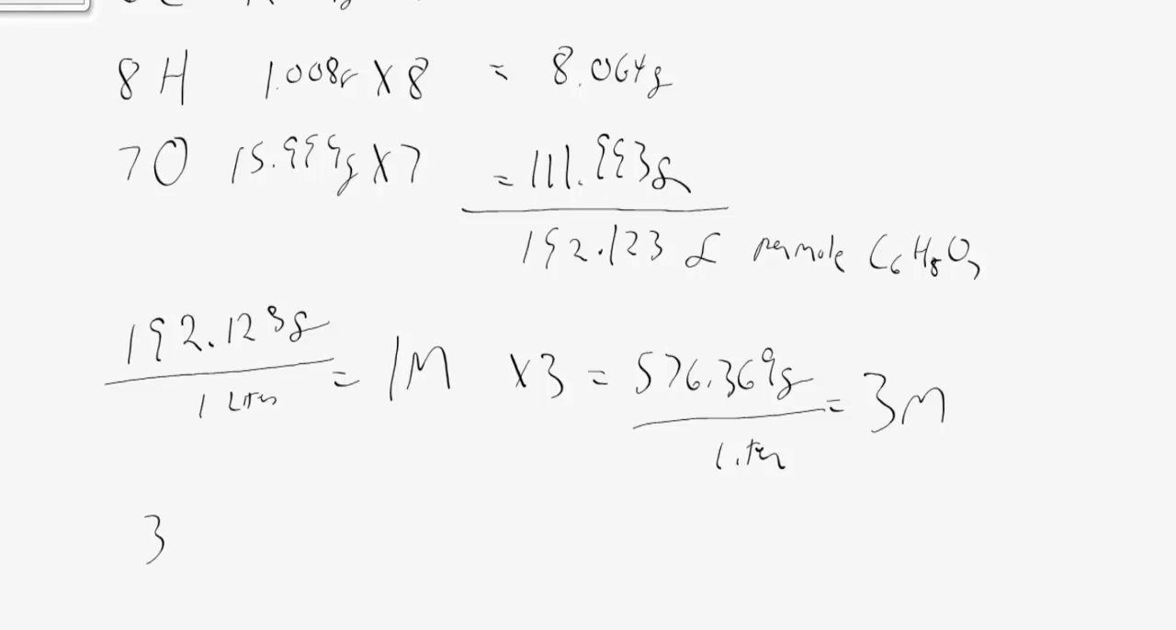So 3 times 1 molar is equal to 3 molar, right? So if it takes 192.123, one, two, three, that's a three, grams per liter for one molar, then it'd take three times that amount in 1 liter for a three molar solution.